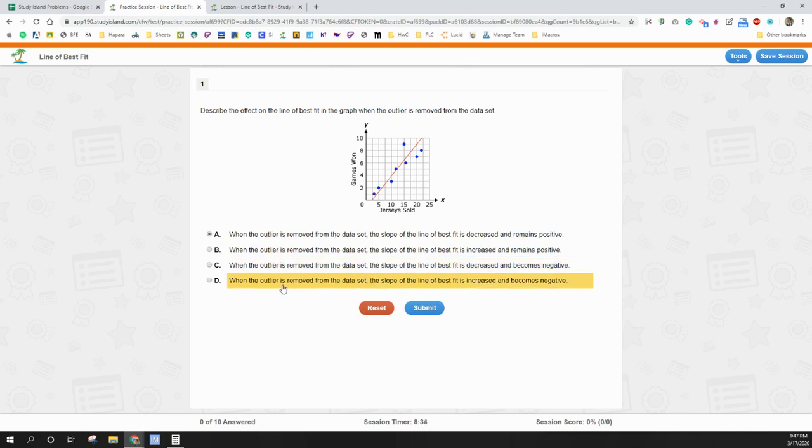And finally, D, when the outlier is removed from the data set, the slope of the line of best fit is increased and becomes negative. Those are two contradicting things. We certainly aren't going to increase the slope and we're not going to have it become negative. Those two things can't happen at the same time. So A is the correct answer for this problem.